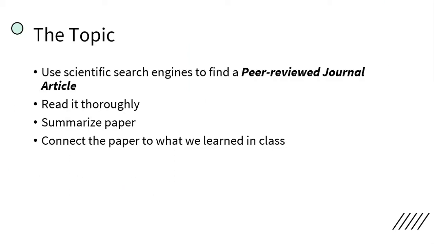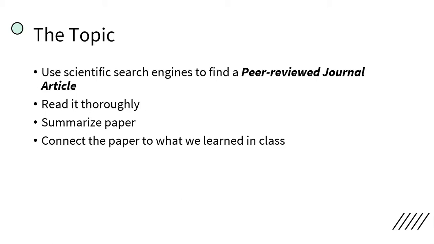How is it different? For this assignment, you're going to have to find your own peer-reviewed journal article, instead of me giving you one. Remember last time you got to choose between 2 different papers to summarize, and this time you have to find your own article. I'm going to show you how to use scientific search engines to find your peer-reviewed journal article. You're then going to read it and summarize it for me, using the exact same questions as last time, but with a bonus question this time of telling me how the article you selected connects to what we learned in class.